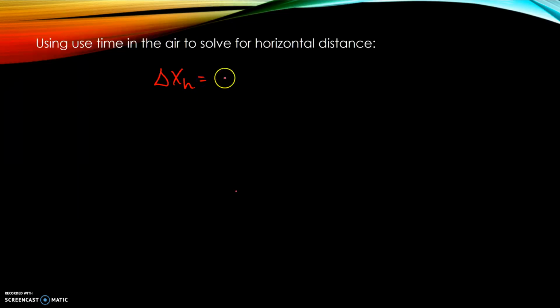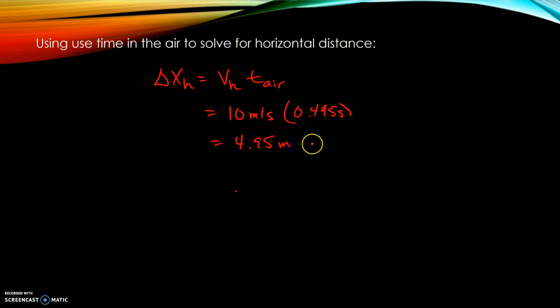So I say horizontal distance is going to be equal to the horizontal velocity times the time that it's in the air. From the problem, we were given our horizontal velocity is 10 meters per second. And again, that's not changing, so I don't need to use kinematics. And the time in the air, we just saw, is 0.495 seconds. So this is going to be 4.95 meters, which to 2 sig figs will be 5.0 meters. And so from this, we see that the ball is going to hit the ground 5 meters from the edge of the table.